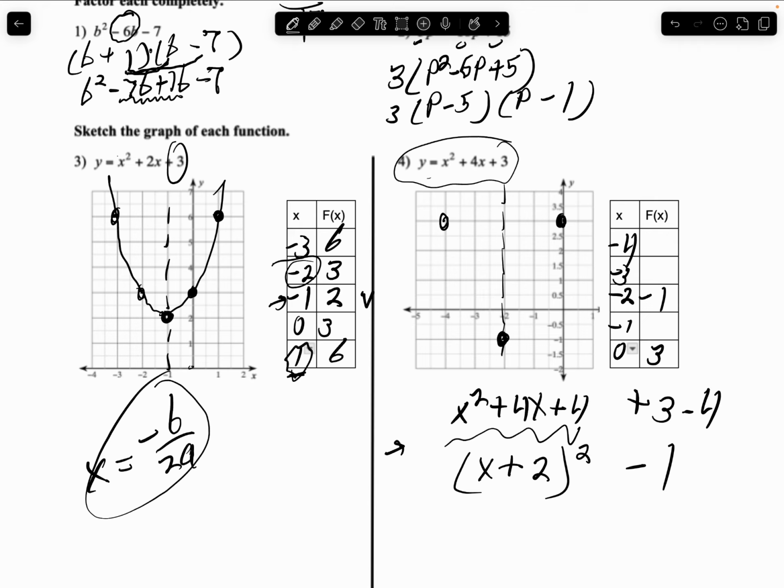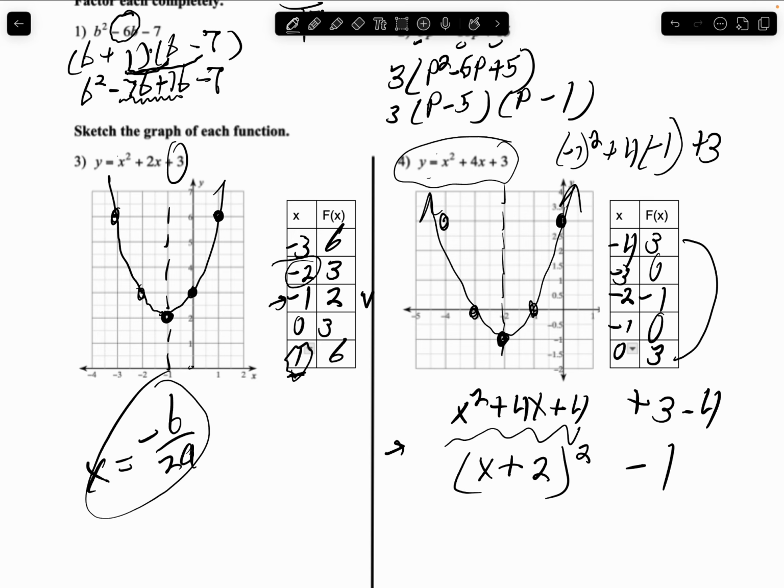If I plugged a -1 in, I'd have -1 squared plus 4 times -1 plus 3. That gives me 1 minus 4, 4 minus 4, that gives me 0. Oops, that was a -1 I plugged in, and I got a 0. Actually, it's going to be the same thing for -3, isn't it? -1, 0. -3, 0. And my -4 is going to also have the 3, just like that other one. So I've got my function. Kind of. Yay.